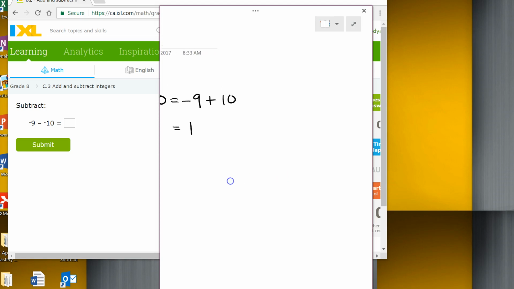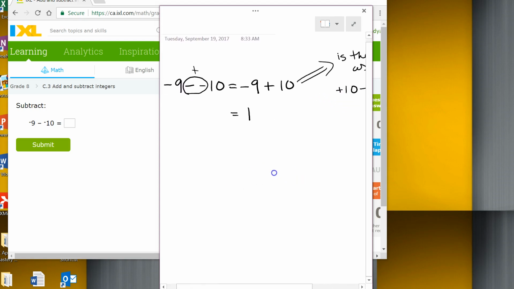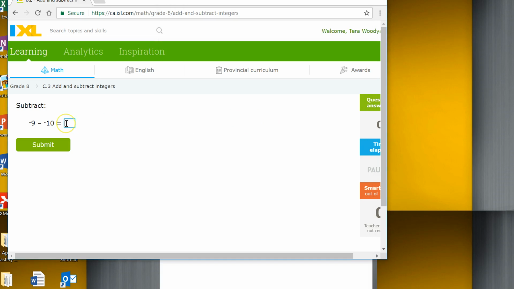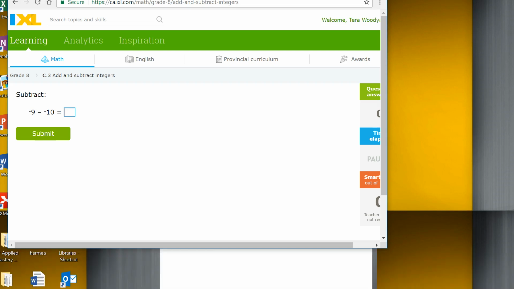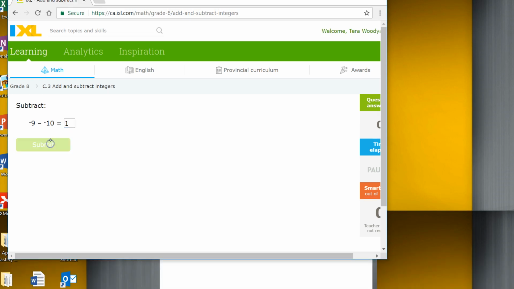Now, here's another thing. As long as I take the sign with it, I can switch the order of this one. Negative 9 plus 10 is the same as positive 10 minus 9. And that's something that we can do a little bit easier in our head. 10 minus 9, that's just positive 1. That's almost easier to see. So now I'm going to go into Math IXL, and I'm going to type in 1. Oh, just get my keyboard here. Submit it. Awesome.